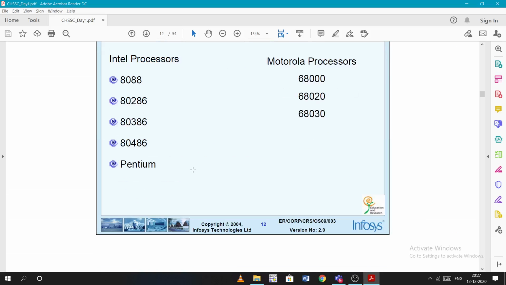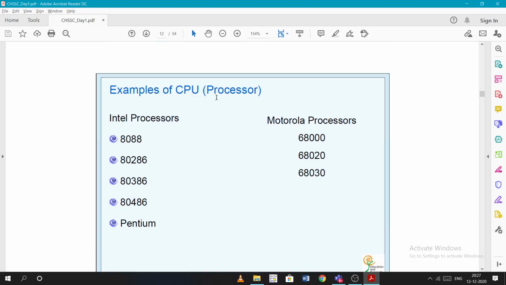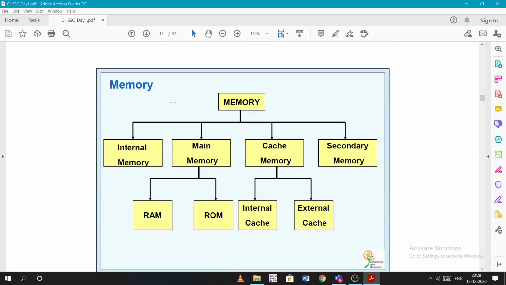Now let's see a few examples of CPUs, taking two companies: Intel and Motorola. Intel processors are the 8088, 80286, 80386, 80486, and then the Pentium processor. Motorola has the 68000, 68020, 68030.